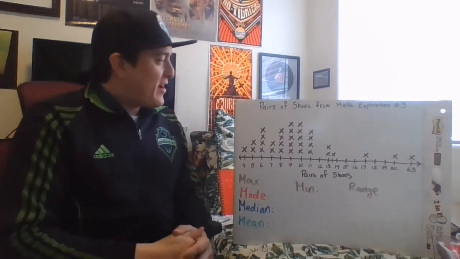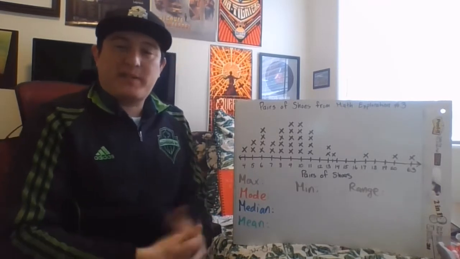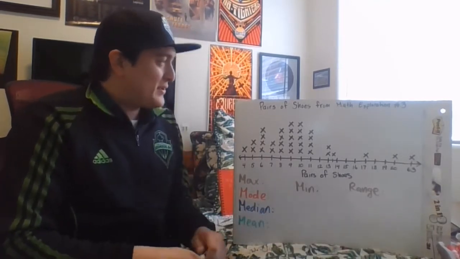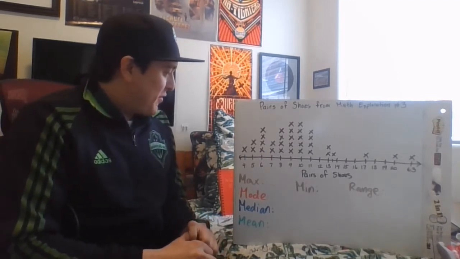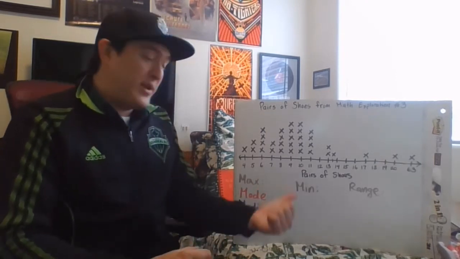Alright guys, so we are going to look at the data from episode 4 again, and specifically look at our line plot here. And this is the data that we had from exploration 3 that we talked about in exploration 4 with our pairs of shoes. And I'm going to quickly review maximum, minimum, and range.